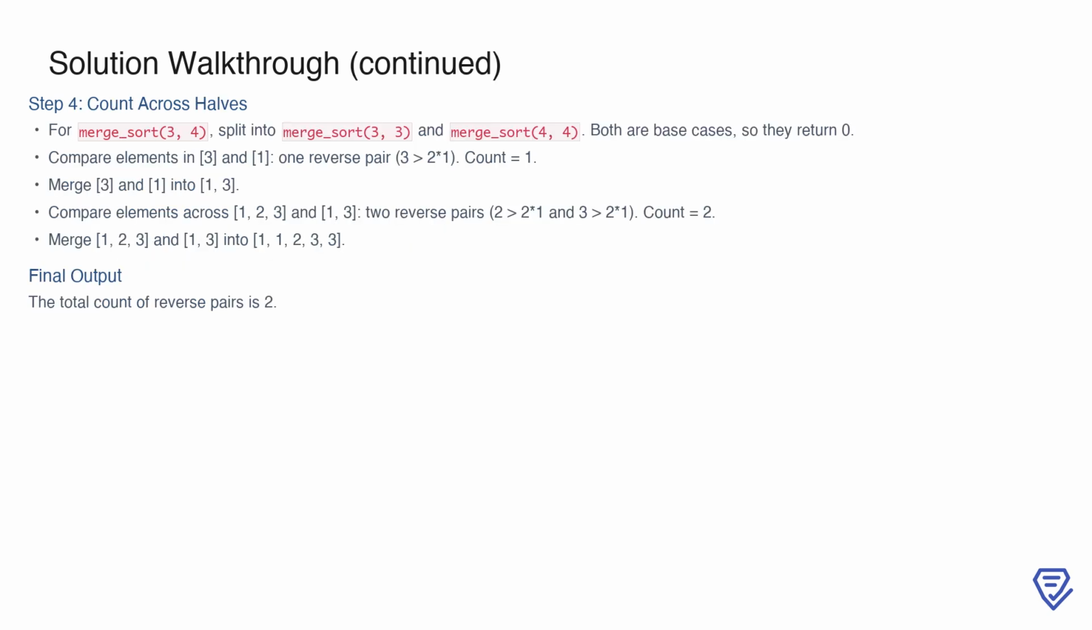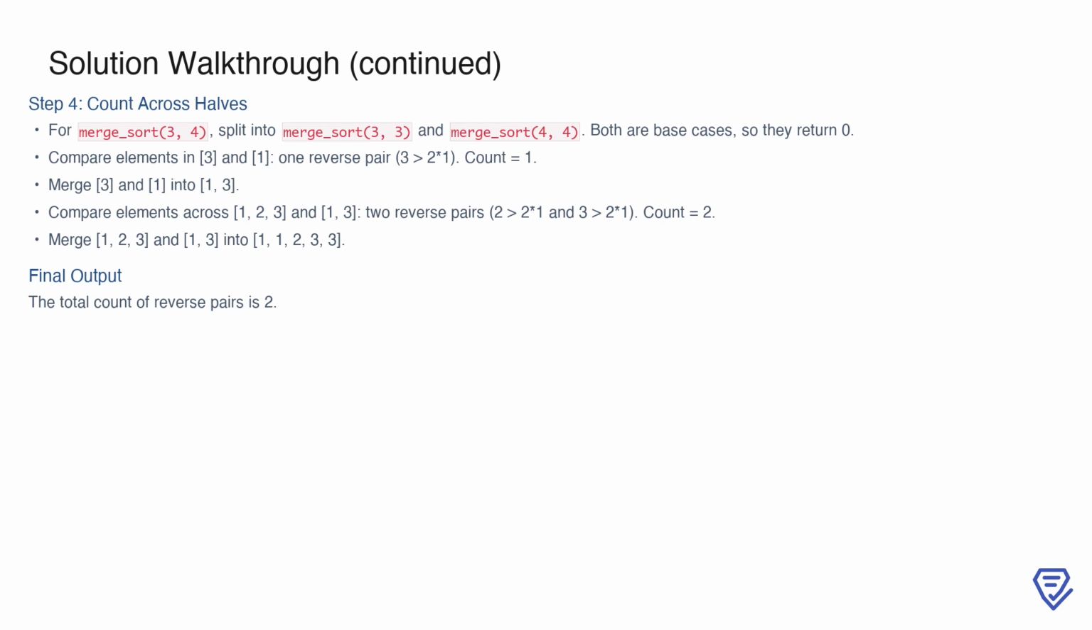Shifting our attention to the second half, which spans indices 3 to 4, we split it into two single-element subarrays, 3 from 3 to 3 and 1 from 4 to 4. Both are base cases, so we return 0. Now, we compare these two elements. Here, 3 forms one reverse pair with 1, since 3 is greater than 2 times 1. The count increases to 1, and we merge these two elements into 1, 3.